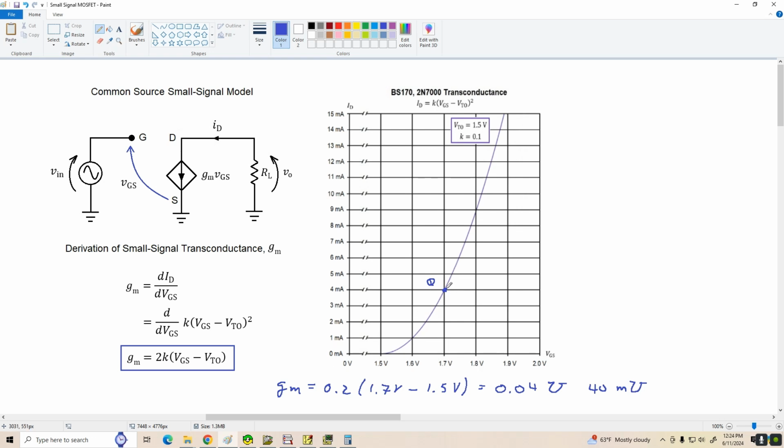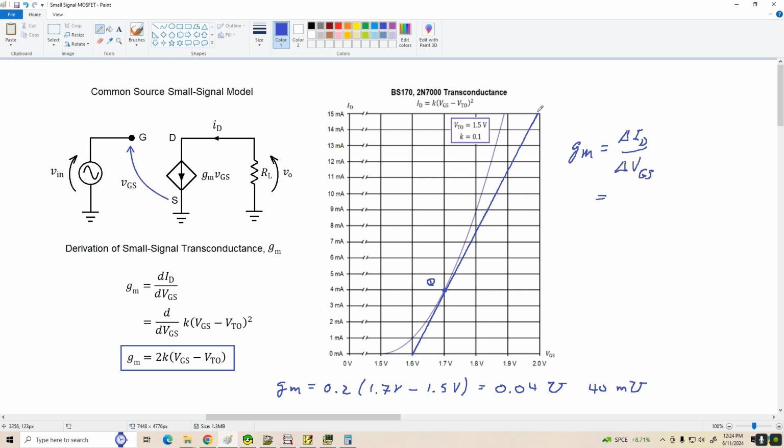That would be the slope of the tangent line to the curve at this operating point. Now we can also get a graphical estimate of the transconductance by sketching this tangent line. It's a little bit hard to eyeball it, but I'm going to give it a shot here. It looks like our tangent line looks pretty much like this. And we can determine gm by finding the slope of this line. That is gm equals delta ID divided by delta VGS.